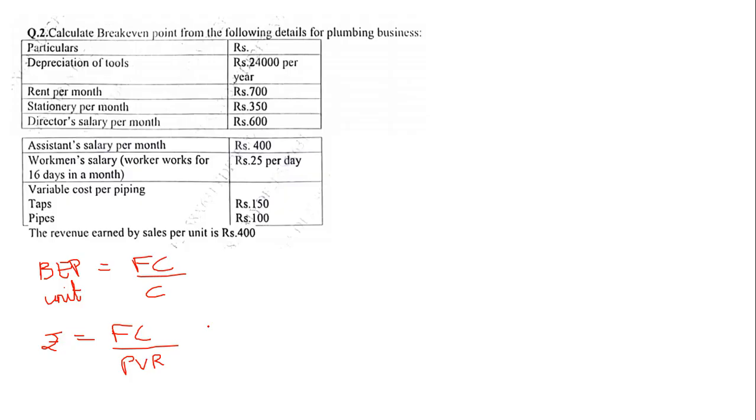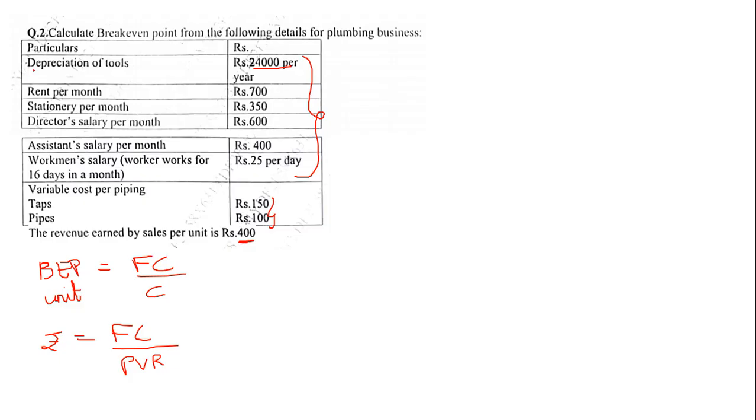So first we need to find the fixed cost. For both the formulas, the very first thing you require is the fixed cost. Let us see where all the fixed costs appear. First, they are giving you depreciation of tools as 24,000 rupees per year. Then rent per month, stationery per month, director's salary per month, assistant salary per month, and workman's salary, where the number of days is 16 and it's rupees 25 per day. All these together constitute the fixed cost. Thereafter they're giving you certain variable costs. There are two variable costs, and then they're giving you revenue, that is the selling price. So first we'll try to find the fixed cost.